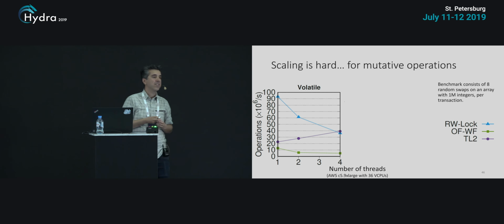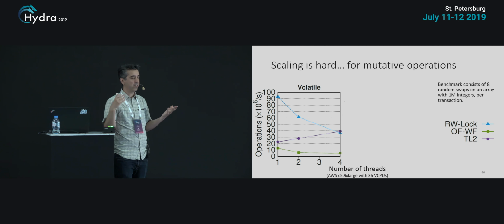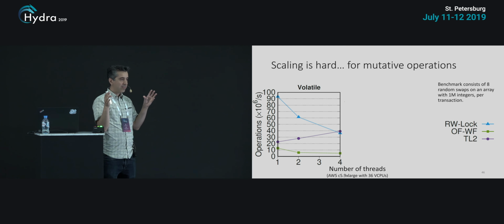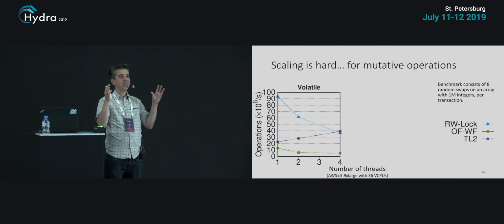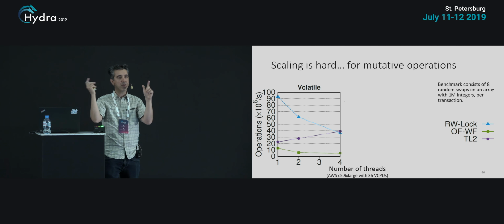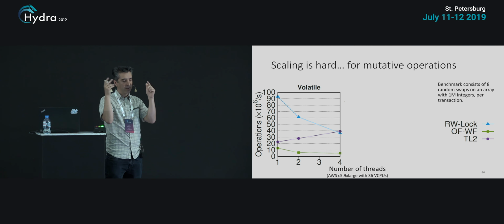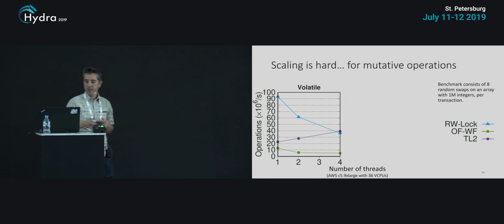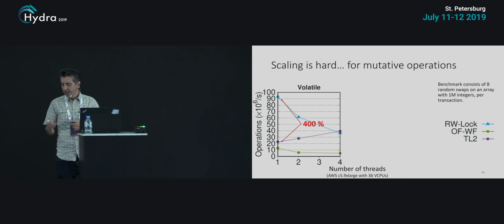What if you're writing? What if you're only writing? You're just doing mutations. Well, let's imagine something which is DAP, which is an array of 1 million integers, and now you're randomly swapping integers, 8 random swaps at a time per transaction, let's say, and that's pretty much disjoint, so it should scale, but it ends up not scaling. So let's take a look at why that happens.